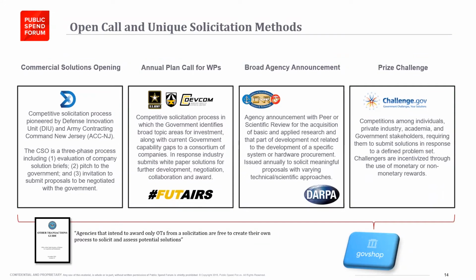I would like to just point out right here that the other transactions guide, which we're going to jump into OTAs here in 1 second, says agencies that intend to award only OTs from a solicitation can create their own process. That means they can create any solicitation method that they want, provided that they've identified that they're going to go into an OTA. That's a DoD guide, so that does not apply to the other agencies, and I'm going to pick up on that in a bit. And of course, I got GovShop down here again. Why? Because we are capturing all these types of alternative solicitation methods on our opportunities page.